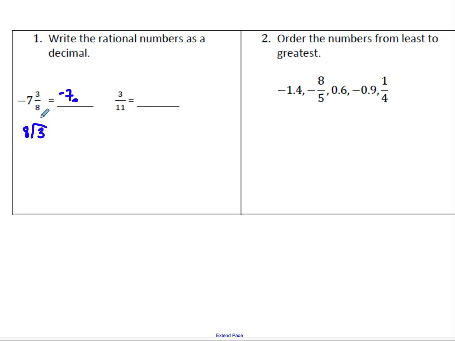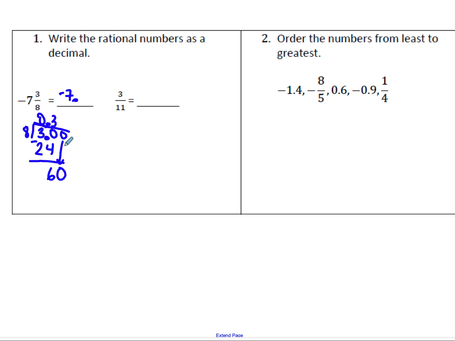Okay, 8 does not go into 3 evenly. Okay, so I'm adding a 0 and a decimal and 3 and a 0. Okay, 8 does go into 30. It goes in 3 times. 3 times 8 is 24. 30 minus 24 is 6. We need to keep going until either we have a 0 as a remainder or we have a pattern.